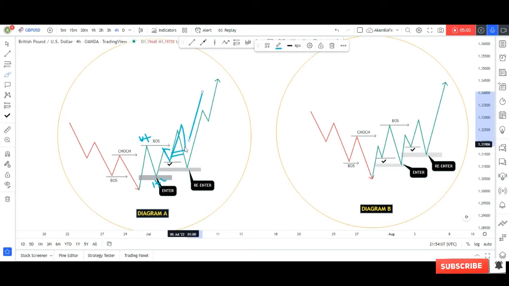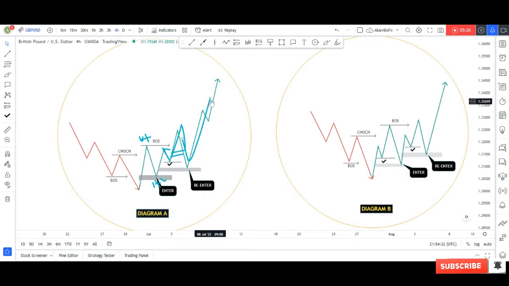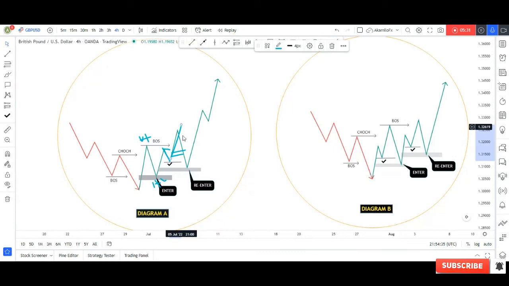The high probability entrance is that you need to wait for price to come and grab this liquidity to the downside, clear that inducement leg, and then continue the bullish move. So this is clearly telling us that for a high probability entrance, we must find a zone that grabs liquidity, that has a liquidity grab.